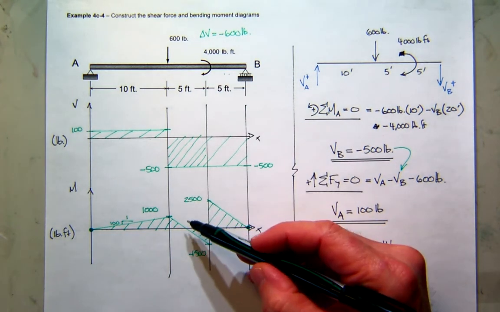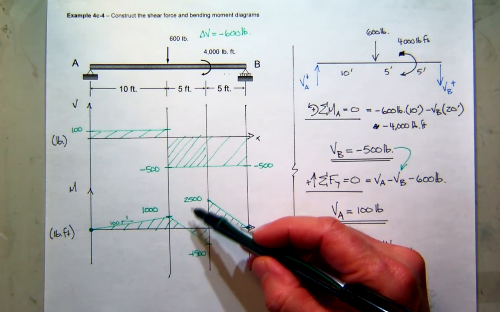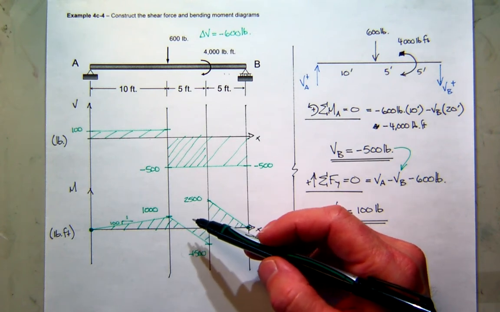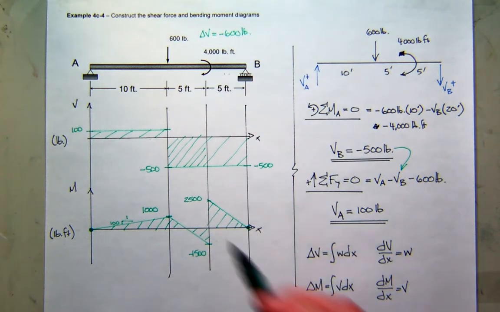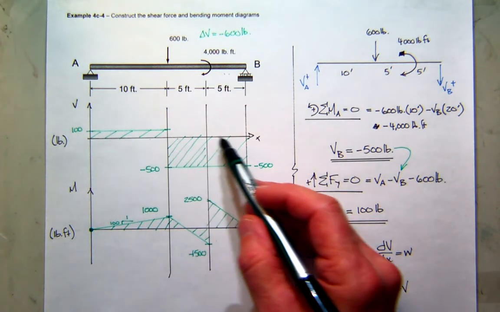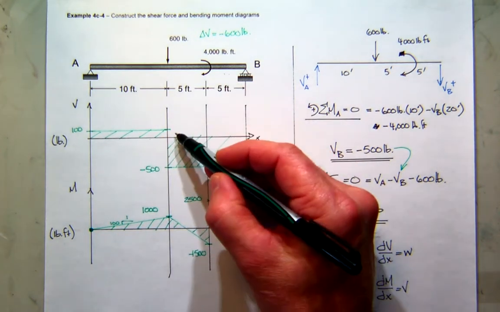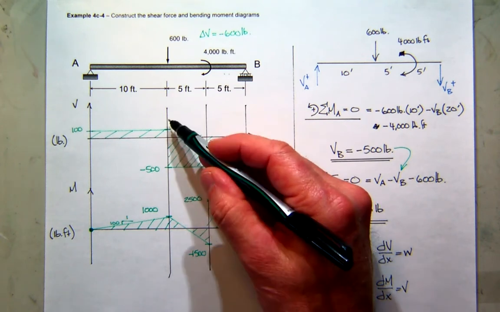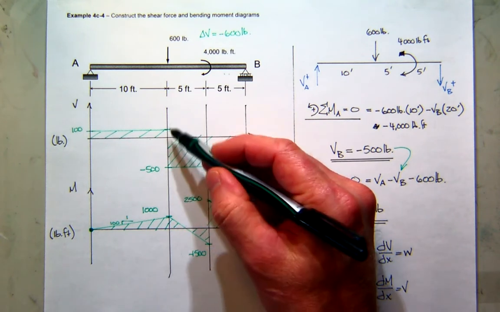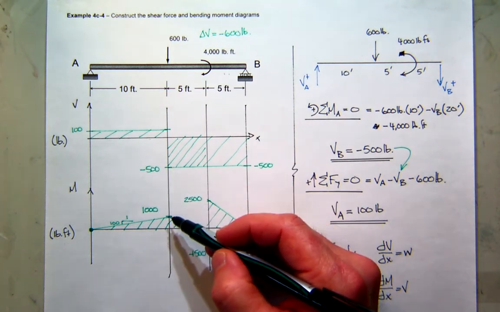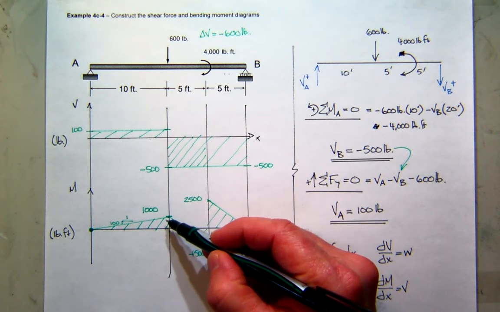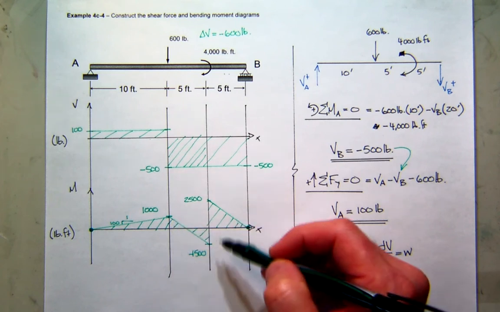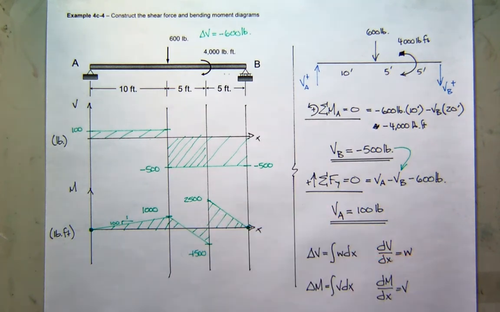Do I really care where the moment is 0 right here? Right now, I do not. We only really care about where the shear goes to 0. And the shear is 0 somewhere in here, right? As it goes from 100 to minus 500. And you'll notice that if you follow down here, hey, look, there's kind of a maximum value. It's a local maximum. It's not a global maximum, but it is a maximum value.